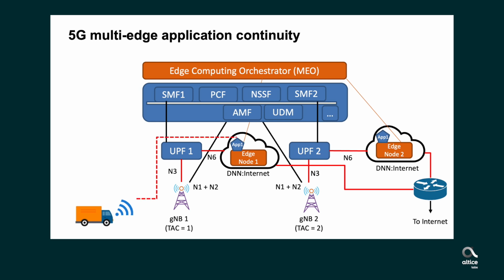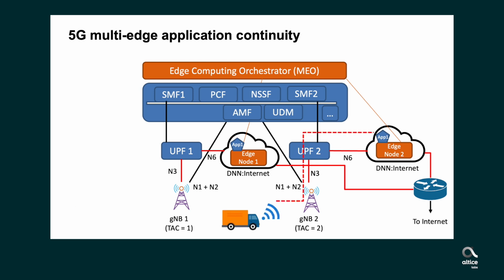At start, the vehicle, UE1, connects to GNB1, TAC1, and the data traffic is delivered by UPF1 to the edge node specific for that location. When the vehicle has made the handover from GNB1 to GNB2, TAC2, the data traffic is delivered by the UPF2 to the closest edge node, Edge 2.